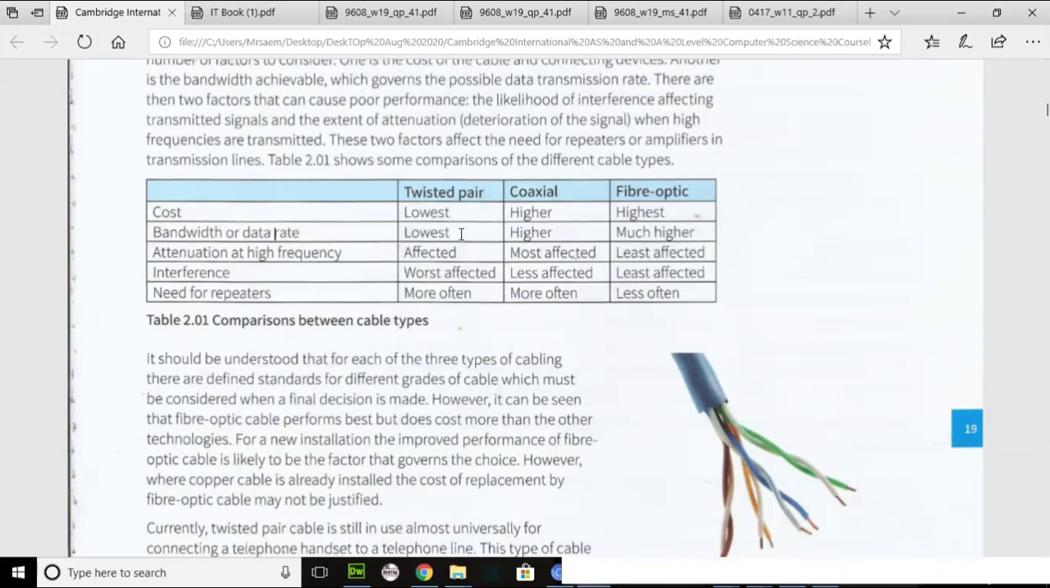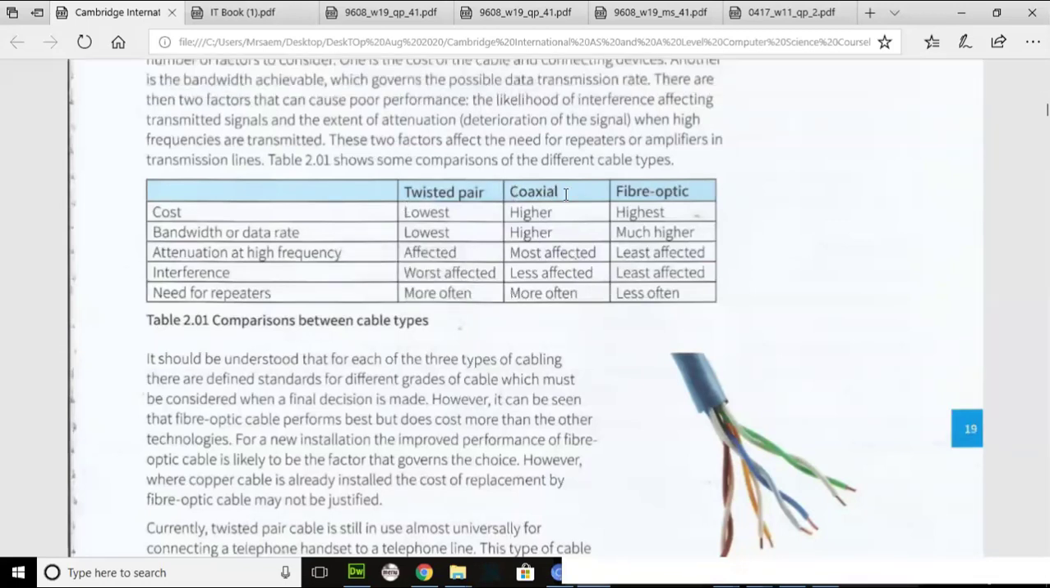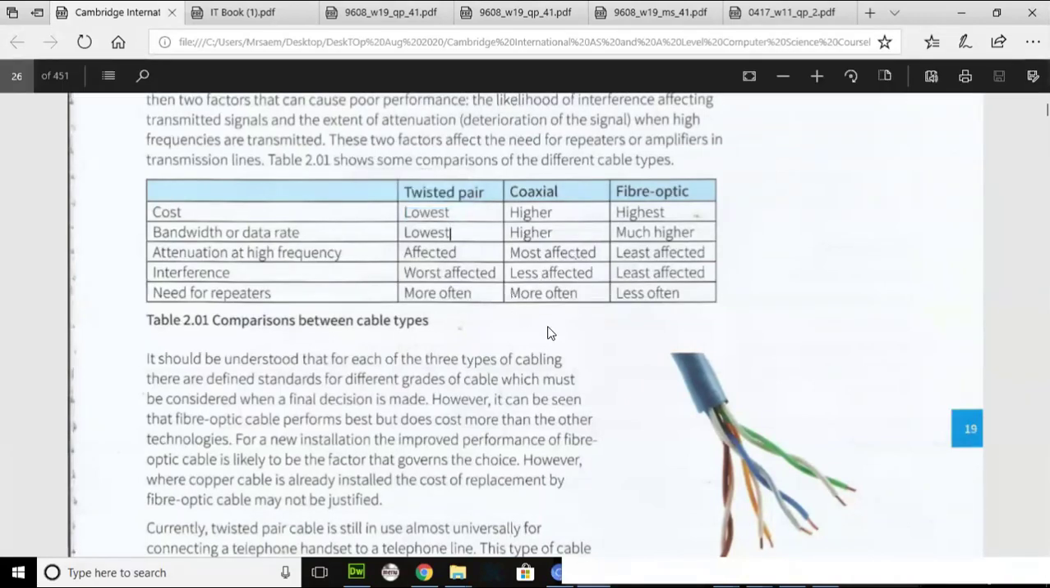Now, why do you have this? Because obviously you don't have proper insulation. Because of no proper insulation between these wires, your interference is affected a lot. So it's the worst affected. So do you need repeaters? Yes, you need a lot of repeaters for that. So in one way, if you're not spending much on the cost in case of twisted pair cables, you have to compromise in many other places.